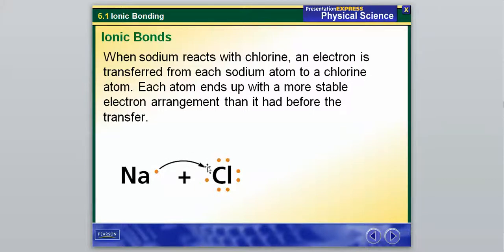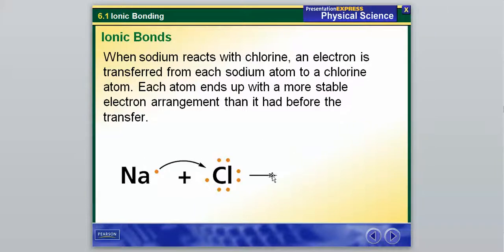Chlorine is really close to being stable, so it's really going to want that 1 electron from sodium. And if sodium gives up that electron, it's going to become more stable itself. So it's a win-win situation for both atoms involved. Sodium is going to transfer its electron right over there to chlorine, and anytime you see this arrow, it's basically like an equal sign, meaning as a result of this reaction.